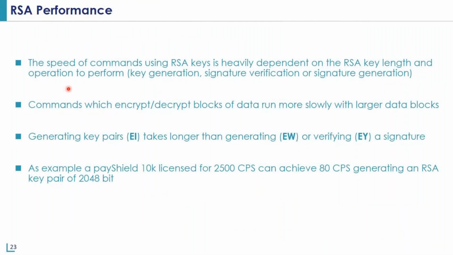If you have a payment application that wants to use asymmetric RSA keys, then for RSA operations the performance numbers can vary. They depend on the key length and the operation to perform. So for example, even though your HSM is licensed to 2500 commands per second, for RSA key pair generation it will still be 80 commands per second. So those numbers are completely different for your RSA performance, but other than that, the performance numbers are consistent.